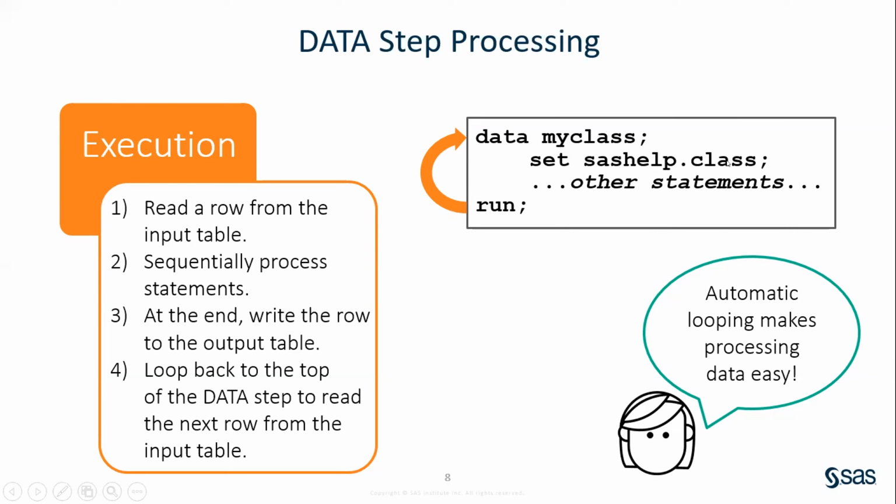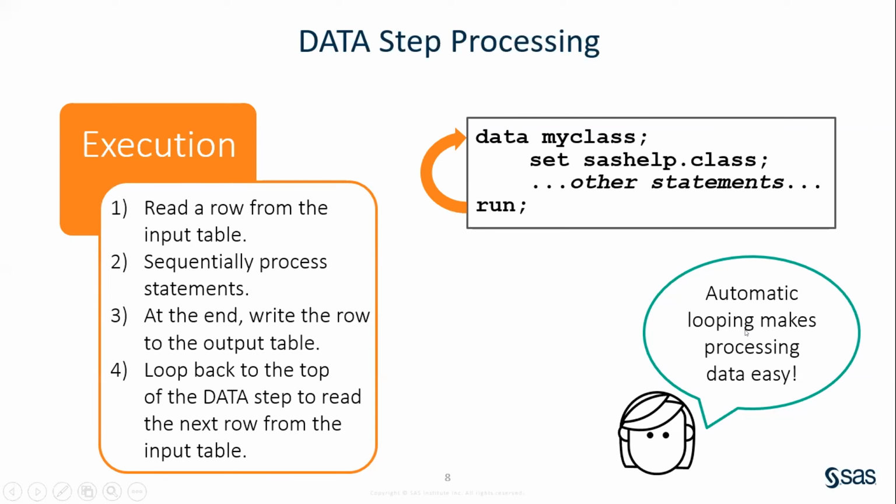So make a note that for every row from the input table, SAS processes it once. That means if there are 428 rows in your class data or 19 rows in class data, for every 19 rows, your data step is executed at least once. So your data step will be processed 19 times for the 19 rows from sashelp.cars. This cycle keeps on moving until it reaches the end of the data step for its last row. Its automatic looping makes processing data easy.